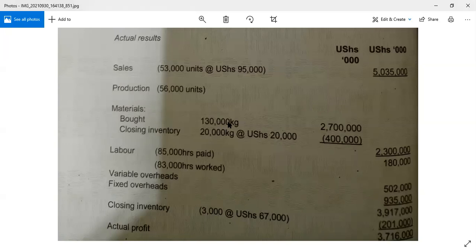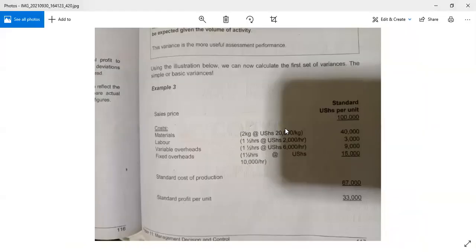Remember, material price variance. Okay, so the material price variance, as you can see, we have 130 kgs that were bought. Okay, so you ask yourself, these were bought at how much? They were actually bought at 2,700,000. Okay, but what should it have cost us instead? It should have cost us 130 kgs times the 20,000 per kg here, which is 2.6.